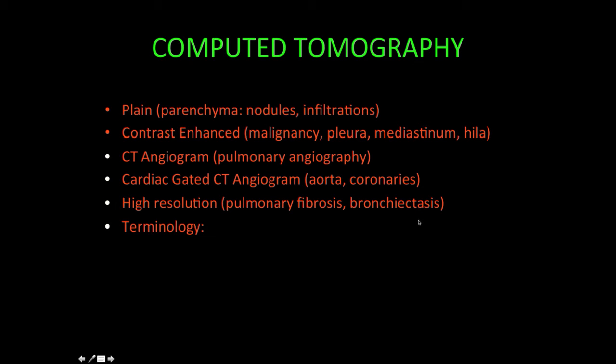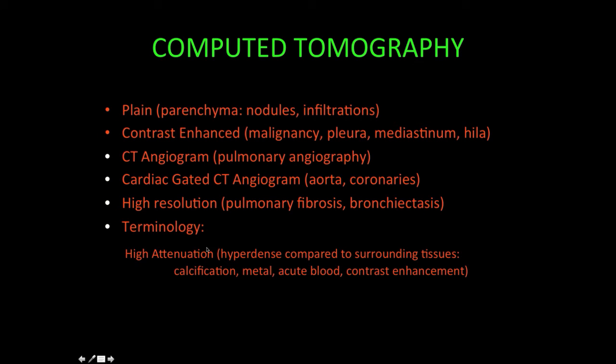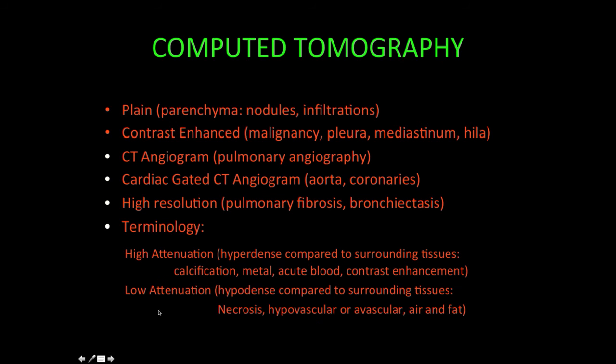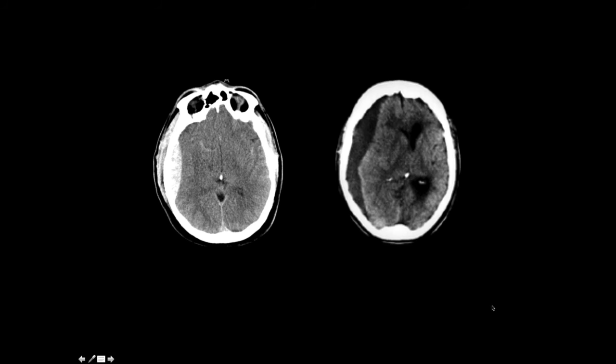So how do we describe the findings on CT? Well, here we're dealing with increased or decreased attenuation of the X-ray. A high attenuating lesion is hyperdense compared to the surrounding tissues, like calcium, metal, acute blood, contrast enhancement. Low attenuation is hypodense compared to the surrounding tissues, like tissue necrosis or cavitation, hypovascularity or avascularity of a lesion. Air and fat are hypodense on CT.